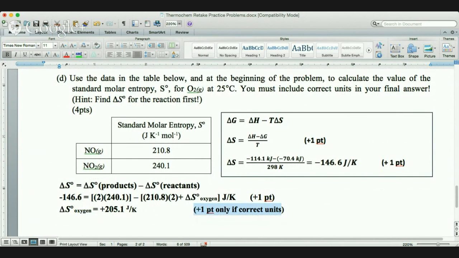So now if you're not paying attention and you're not thinking about units and you leave the units off both of them, well, then you're gonna miss a point. So this is why I want you guys to use units all the time, because then you're prepared for it. I don't want you to get tricked like that.